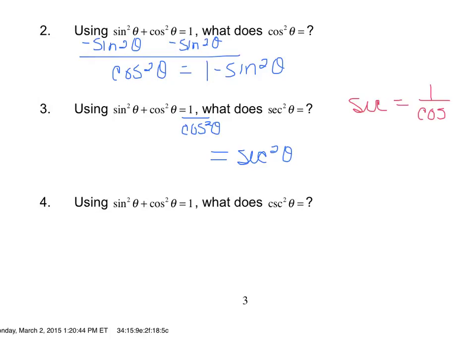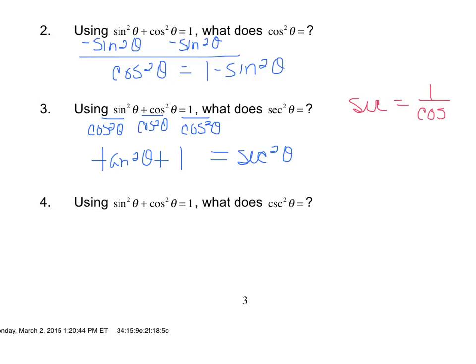But again, we're doing algebra, so the rule is whatever you do to one side of an equation, you have to do to the other, which means I'm going to have to divide every term on the left by cosine squared of theta. In doing that, sine squared of theta divided by cosine squared of theta is tangent squared of theta, plus cosine squared of theta divided by cosine squared of theta is 1. So tangent squared of theta plus 1 is secant squared of theta. So that's another identity. So I used that very top identity to actually get one of the other ones.